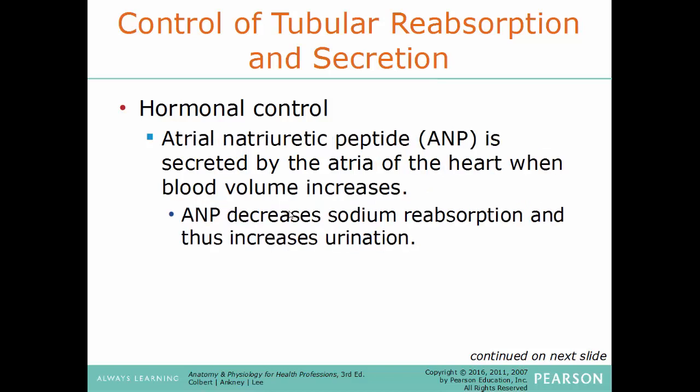Another hormone, ANP, natriuretic peptide. This is secreted by the atria of the heart when blood volume increases. Now, ANP will decrease sodium reabsorption and thus increase urination. Whenever there's too much blood volume, that's going to make the heart work more. So the heart atria will secrete this hormone to tell the kidneys to produce more urine to reduce the blood volume, which will lower blood pressure.